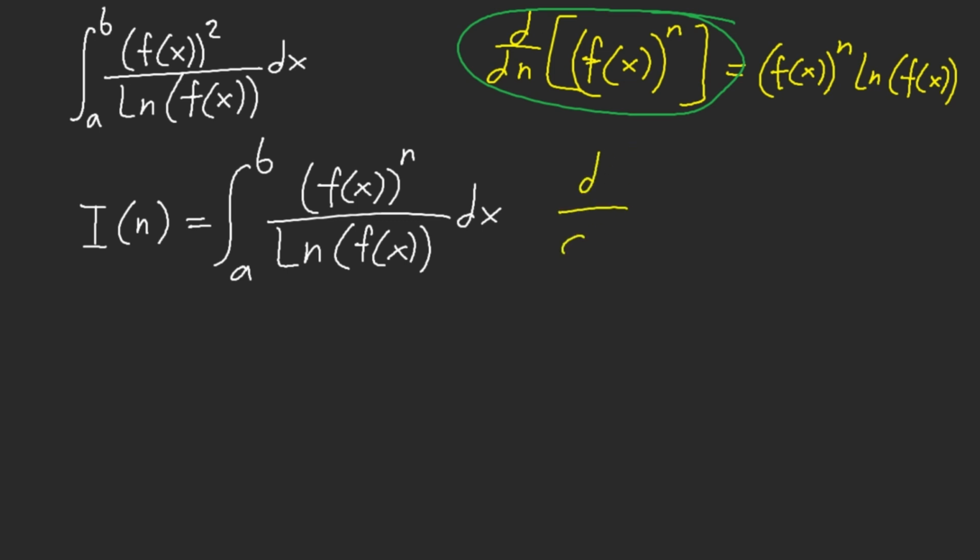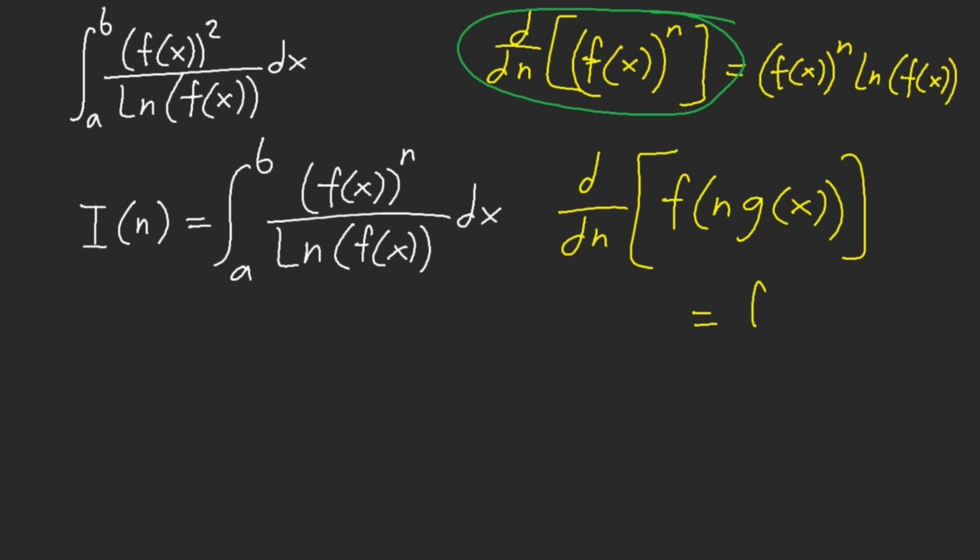There are some times where we have f of g of x, and we would put n here. Then with respect to n, we would get f prime of n g of x, but now g of x is here because it's a constant. And this would help integrals that would look like this.